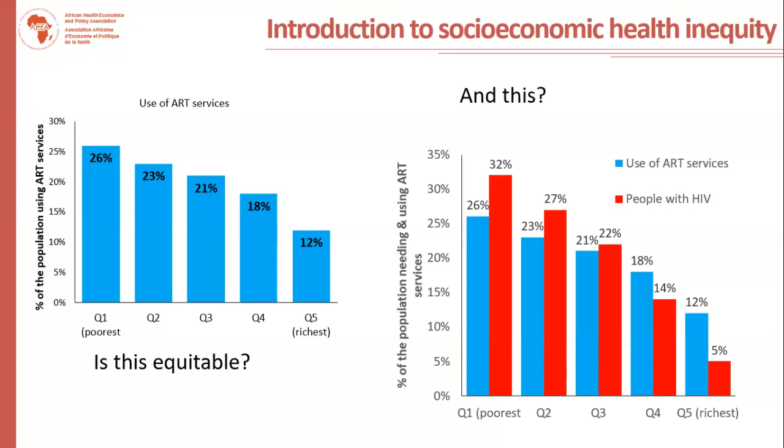But clearly you could see here that if the share of people with HIV is 32% in the poorest quintile and they're having 26% of ART services, there is a problem somewhere. There is a problem somewhere. I wouldn't call that equitable in any way.